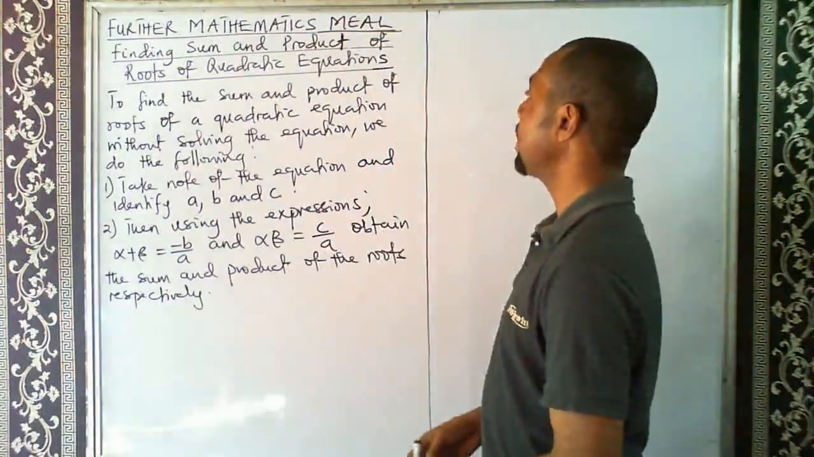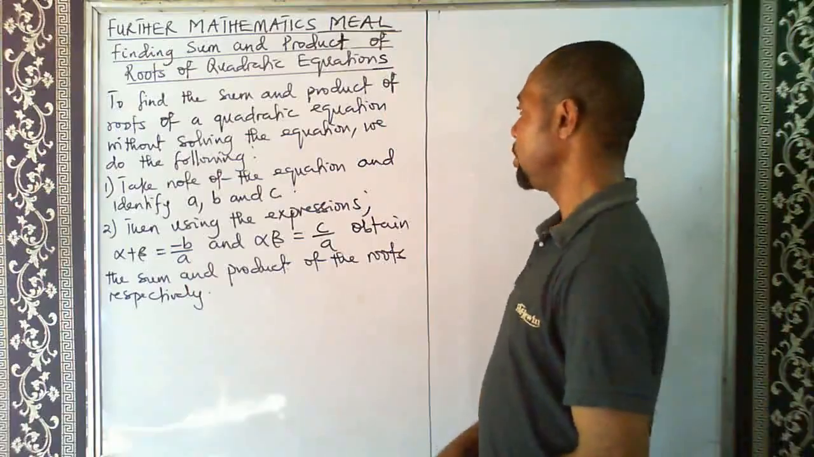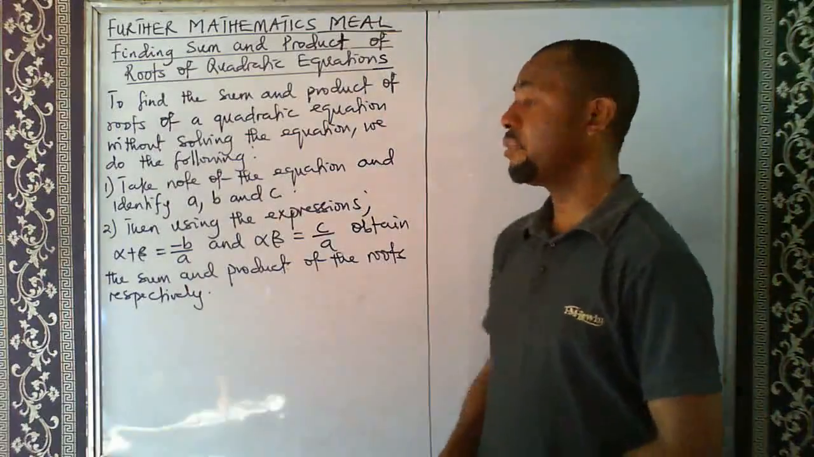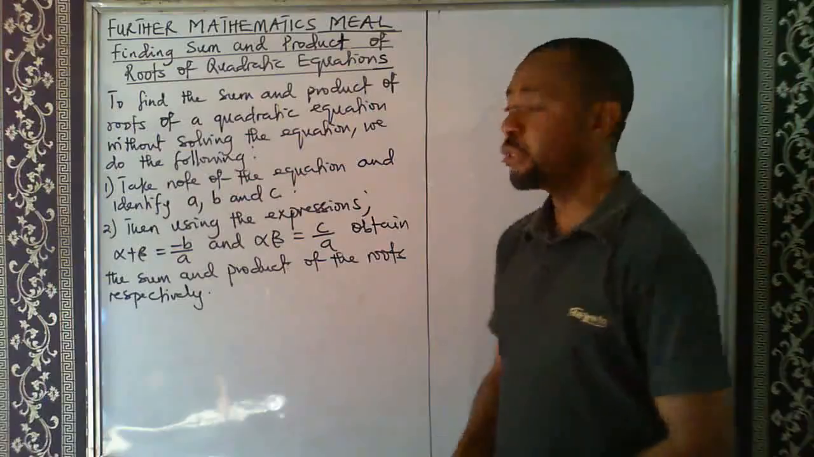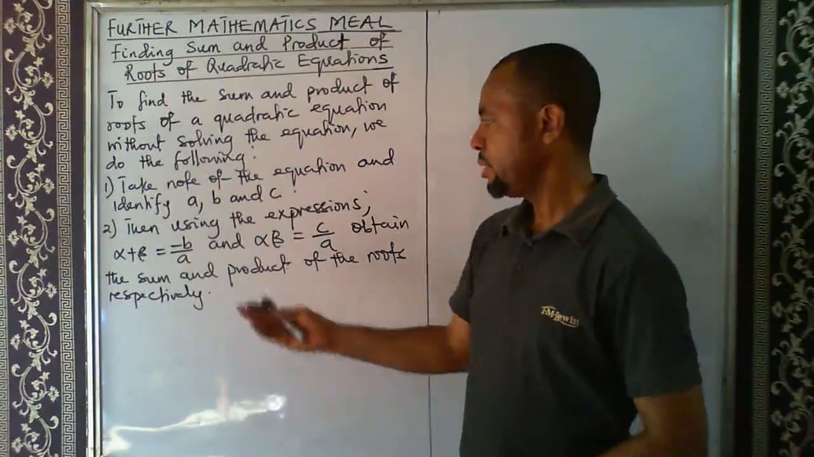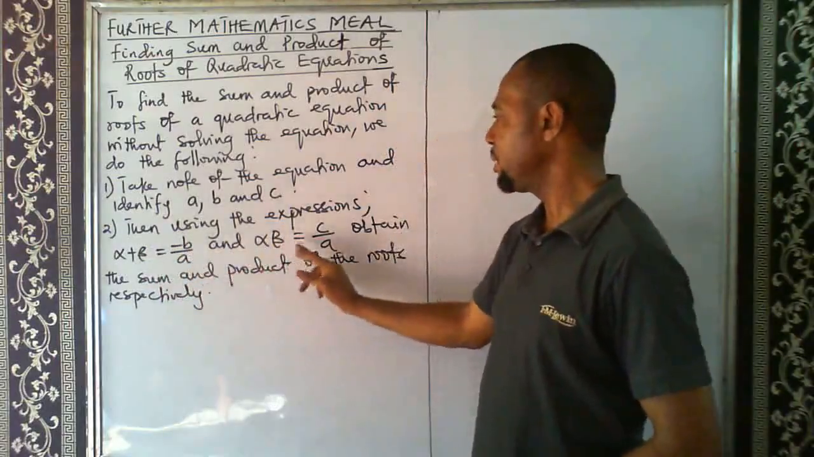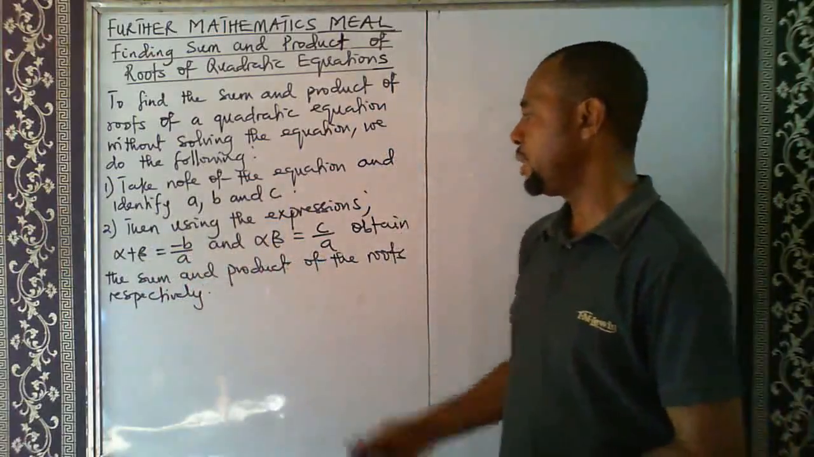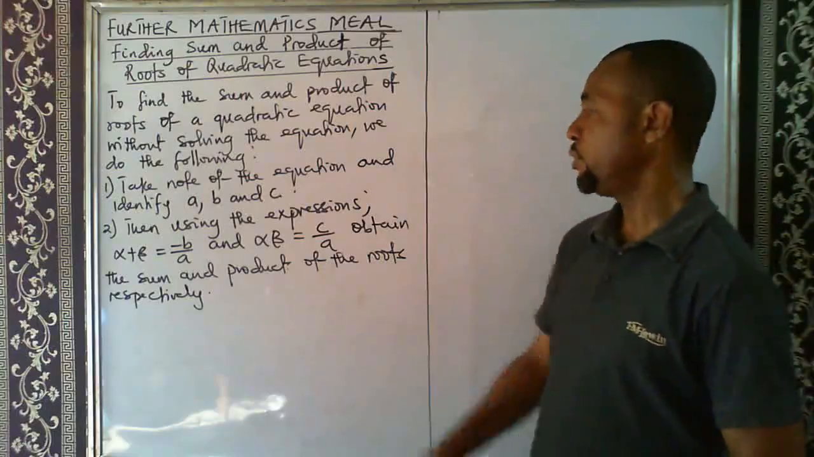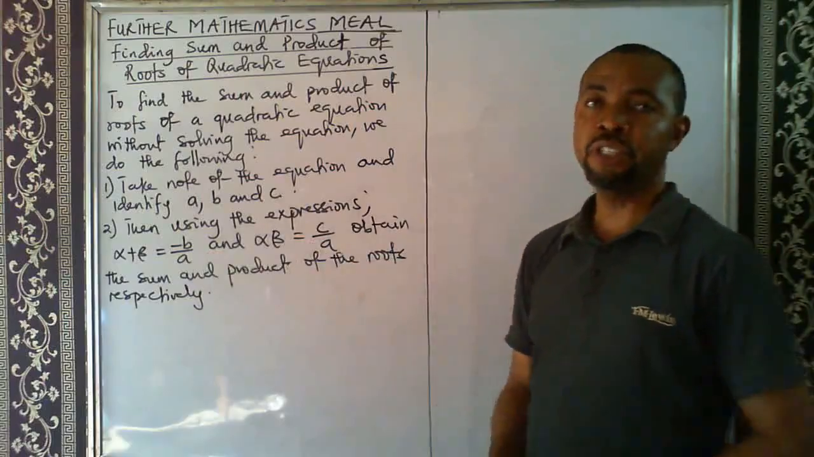To find the sum and product of roots of a quadratic equation without solving the equation, we do the following. 1, take note of the equation and identify A, B, and C. Then 2, using the expressions alpha plus beta equals minus B over A, and alpha beta equals C over A, obtain the sum and product of the roots respectively. So using this and this, we can find the sum and product of roots respectively.